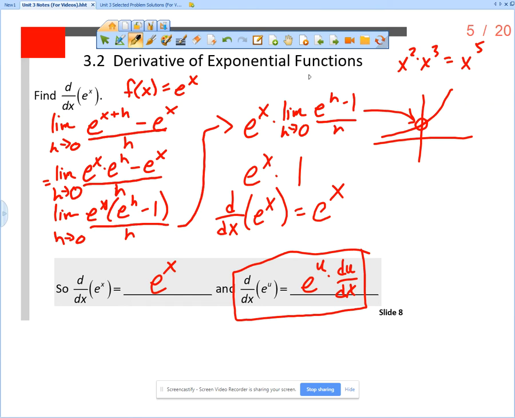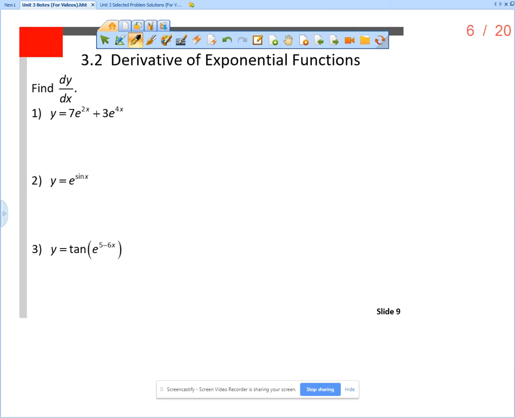Moving on to slide number 9, applying some of these basic rules. Number 1, y equals 7 times e to the 2x plus 3 times e to the 4x. So dy dx: we're going to bring the 7 down and multiply by the derivative of e to the 2x. Apply the rule. The derivative of e to the 2x is e to the 2x times the derivative of 2x, which is 2, plus 3 times the derivative of e to the 4x, which is e to the 4x times the derivative of 4x, which is 4.